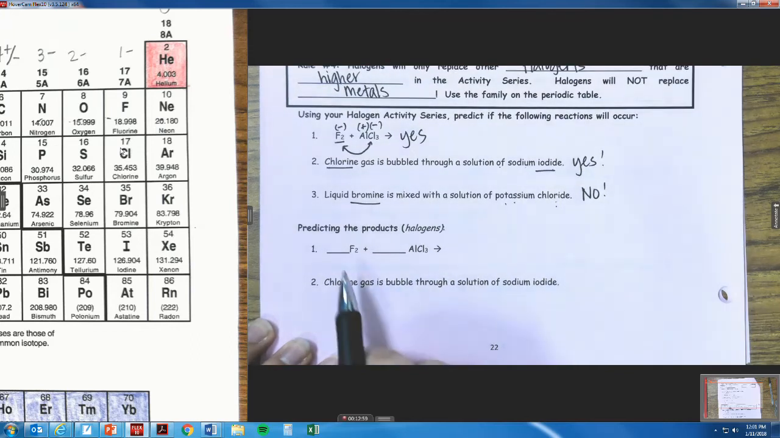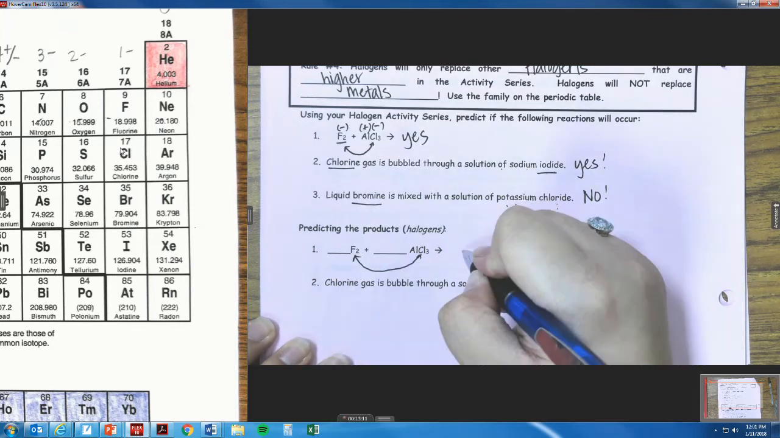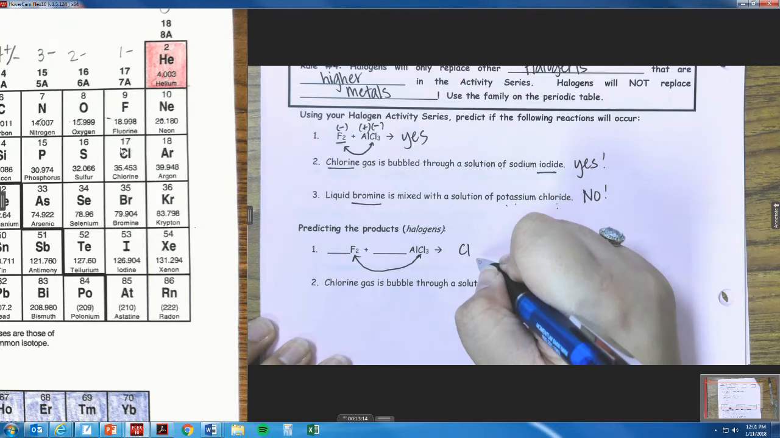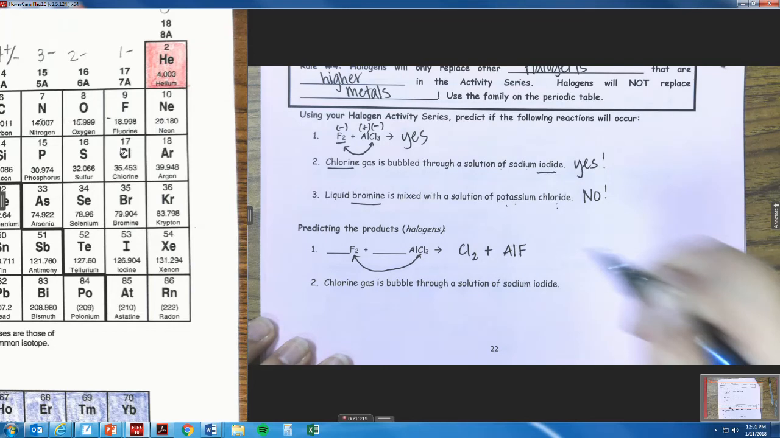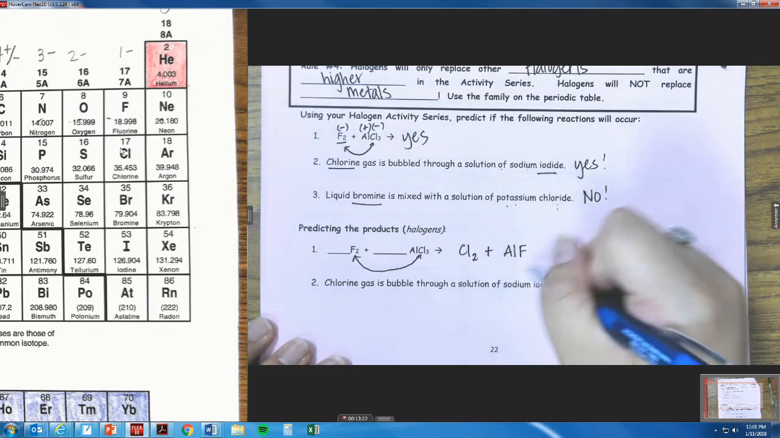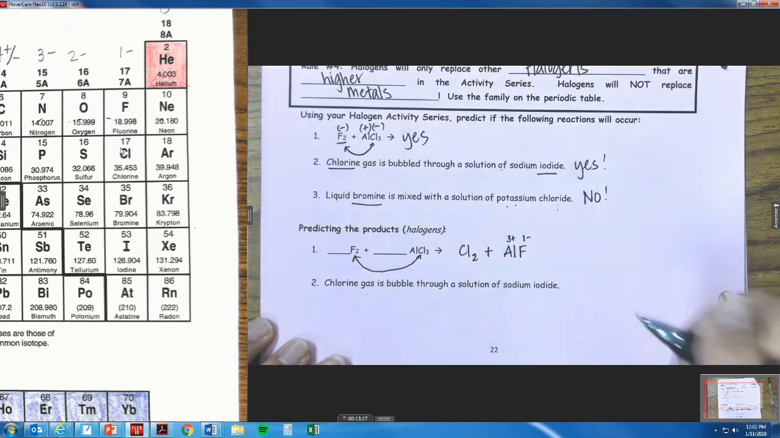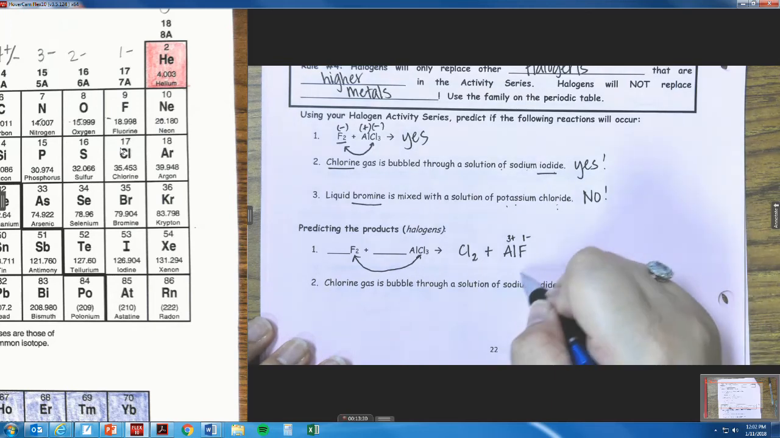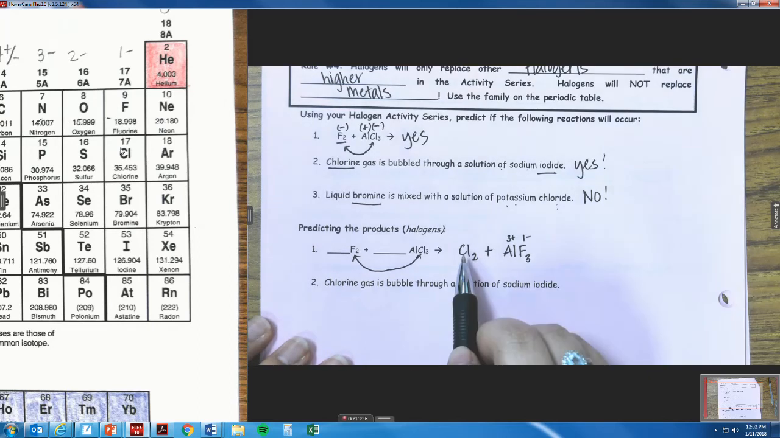Okay, so again, fluorine is our halogen, chlorine is also our halogen, so they are the ones that are going to be switching places. So I will end up with chlorine all by itself, and I have aluminum now with fluorine. Okay, remember with your compounds, make sure you have the right subscripts. Aluminum is a +3 charge. Fluorine is a -1 charge. So your subscript should be Al1F3. Okay, and then chlorine is a diatomic, so that's why I put that subscript there.